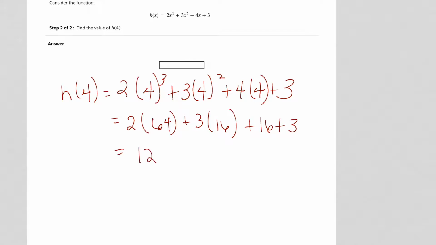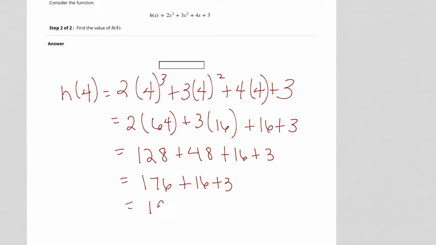2 times 64 is 128, plus 3 times 16 is 48, plus 16 plus 3. 128 plus 48 is 176 plus 16 plus 3. 176 plus 16 is 192 plus 3. 192 plus 3 is 195. H of 4 is equal to 195.